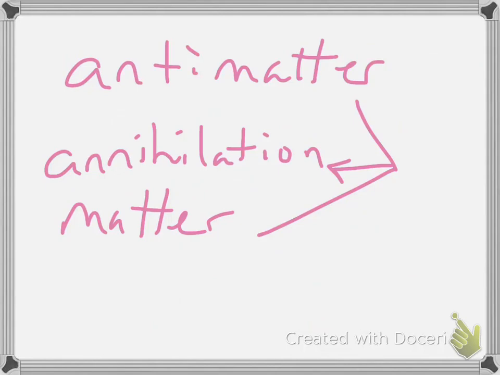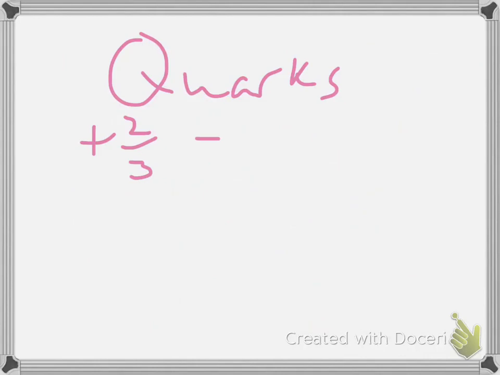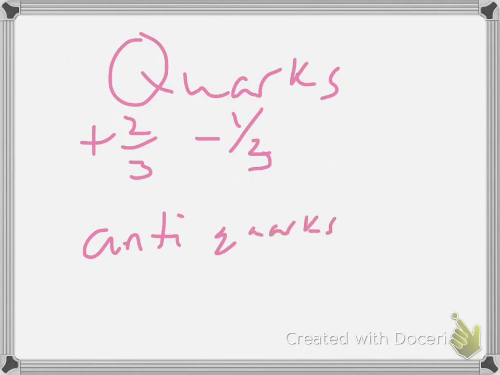Okay? Now, in terms of what all this stuff is made up of, quarks. Okay? Quarks can either have charges of positive 2/3 or negative 1/3. And of course, antiquarks, okay, those are exactly the same, just opposite charge. So let's say, for example, an up quark, which we just call a U, has a charge of positive 2/3. An anti-up, which is just an up with a line drawn over it, is negative 2/3.